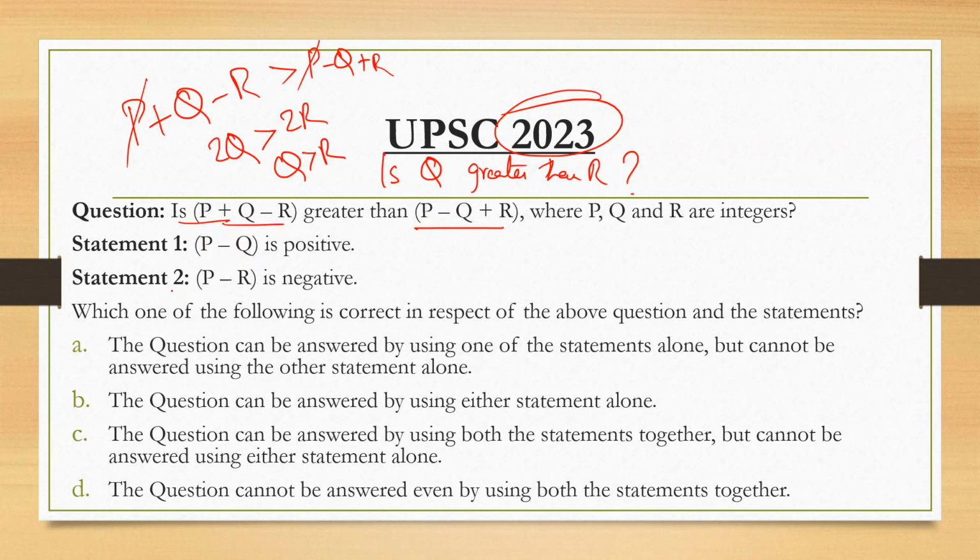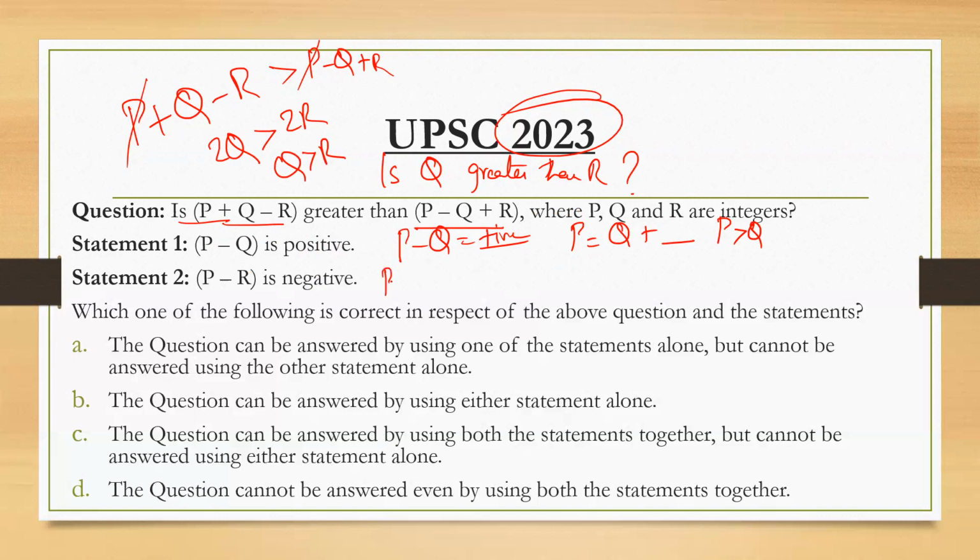If I take statement 2 alone, again, the relationship given here is between P and R. But here the question is regarding Q and R. So again, I cannot find a relationship. But now if I combine both of them together, what happens? Here it says P minus Q is positive. Any positive number is there. That means P is equal to Q plus that positive number. Or can I say here P is greater than Q? P is greater than Q.